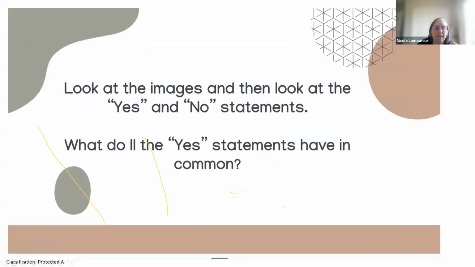Okay. All right. So look at the images. The students are going to see images, and look at the yes and the no statements, and think about, what do all the yes statements have in common? Okay. So this is just an example. I'm not walking through an entire one. We're just going to highlight a few things.